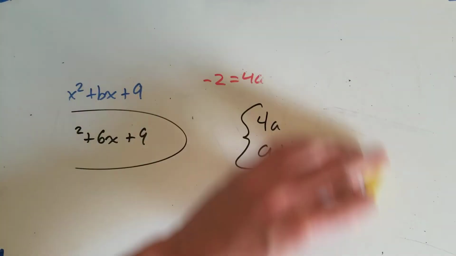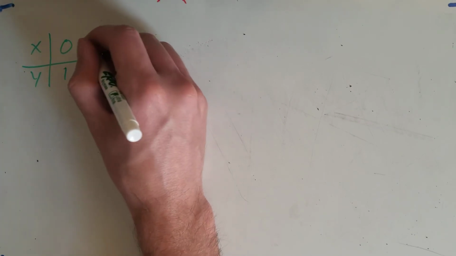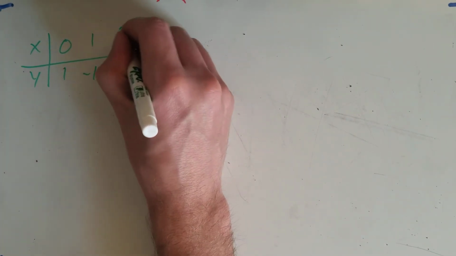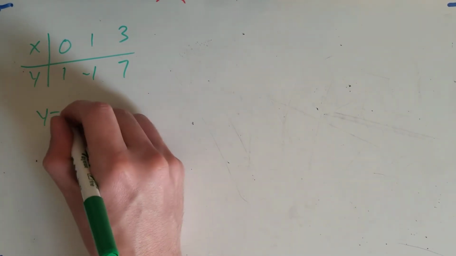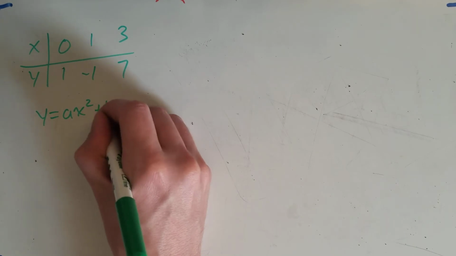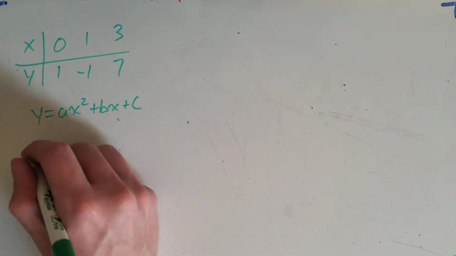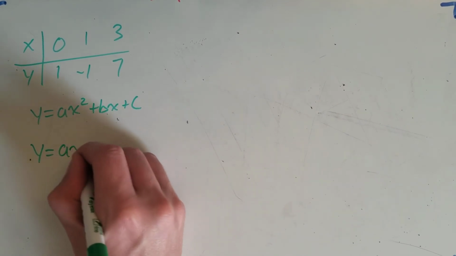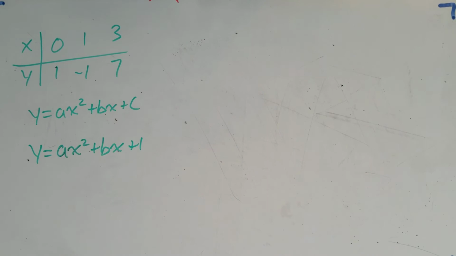All right, our next one. We have the table. X and y values are inputs and outputs. 0, 1, 1, -1, 3, and 7. So for this one, again, we are given the y-intercept, which is nice for us. We know what c is. C should be 1. So we're going to have y equals ax squared plus bx plus 1.